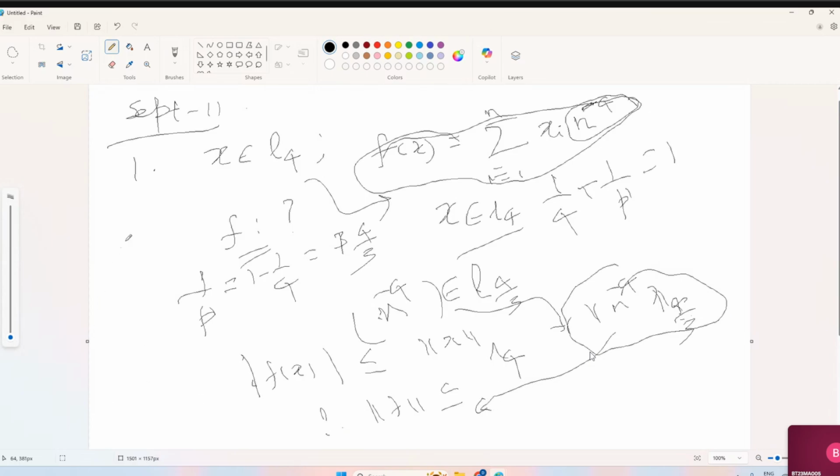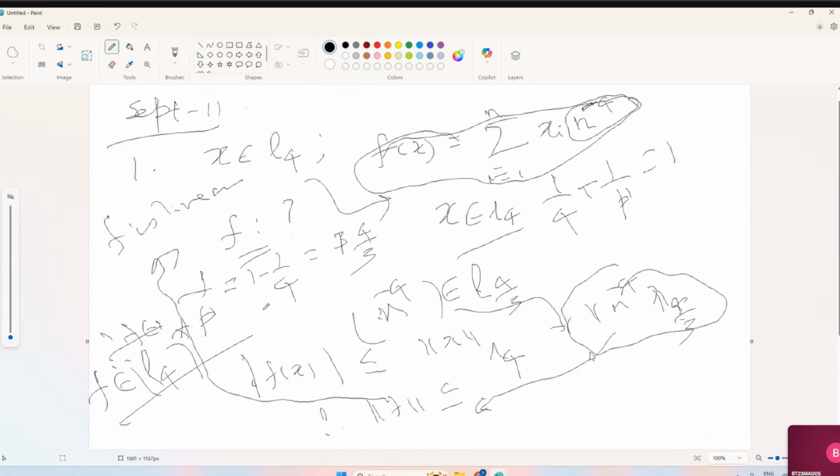Right? Now f is linear, and f satisfies this condition. Therefore, f belongs to, yeah, complete. It's a linear function on L4. Therefore, what is f? It is in the dual of L4, right? L4 star. Is it clear?